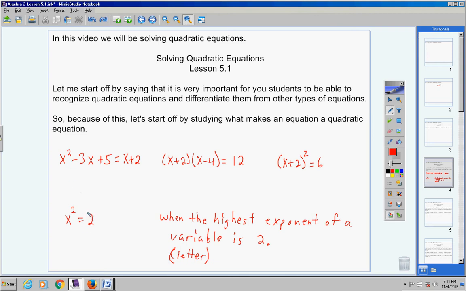Look at this one. What is the highest exponent that you see of a variable? 2. That's a quadratic equation. This would not be a quadratic equation. x squared, and you might want to write this down, it's up to you, plus 3x cubed equals 5. Because that's supposed to be a 3, guys, sorry. Because in this equation, what's your highest exponent of a variable? 3. You don't need to know this now, but it's called a cubic equation, okay? Cubic. So you have a quadratic equation when the highest exponent of a variable is 2.